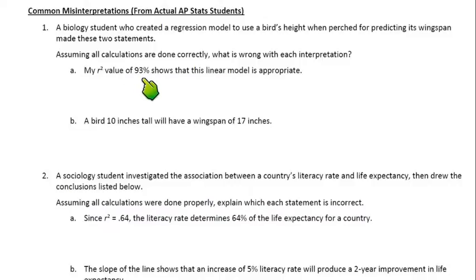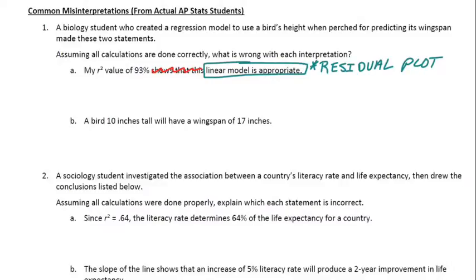So R-squared being 93% doesn't show anything about the linear model. For the linear model to be appropriate, you have to actually refer to the residual plot and say there's no pattern in the residual plot. And then the other component where the student would lose points is that this response lacks context.